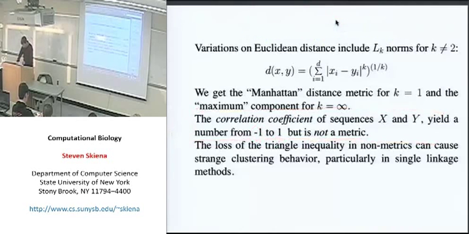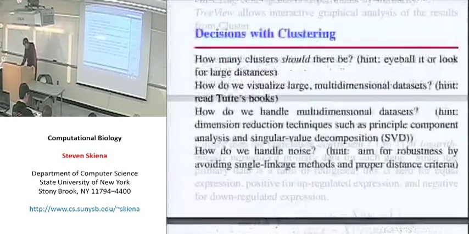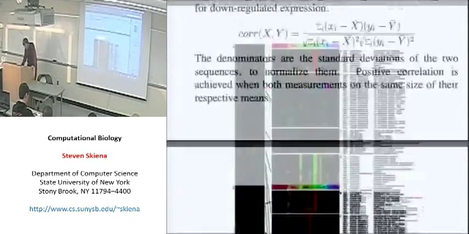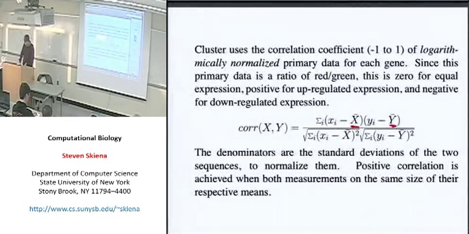Just to show you, what was the correlation coefficient? Let me see if I can get this down. Just to double check that. We'll talk about this in a minute. Here is the correlation coefficient of two time series. We basically compute the mean value of one and the mean value of the other. Then for each dimension, we take x minus its mean, times y minus its mean, and sum these up.